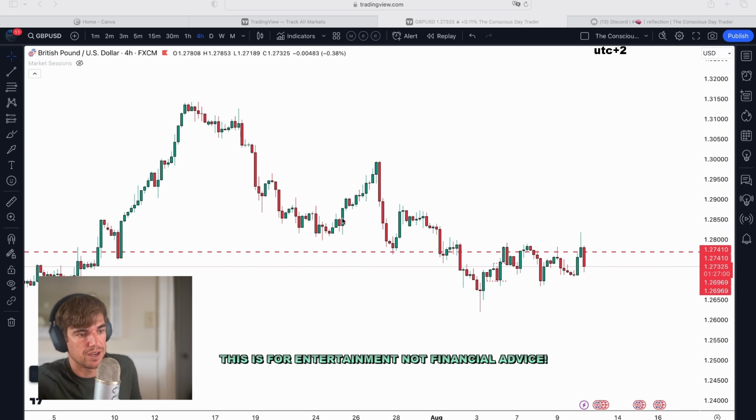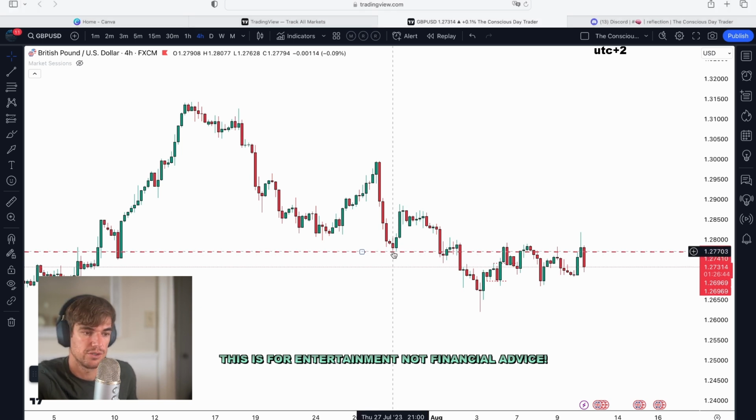Has it broken above it? Yes. It took out this high, so it sweeps for liquidity in this fair value gap. But we're not worrying about that. We just need to identify this swing low. What we need to identify after the swing low is a lower swing low. So we have two of these.